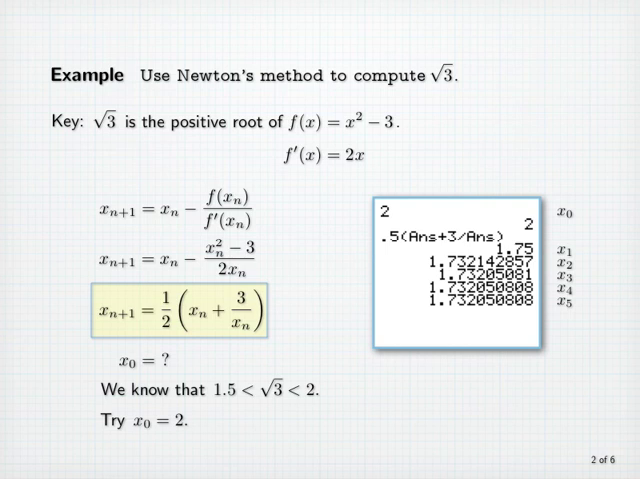We now notice that x4 and x5 are the same. That is, these are approximations to the square root of 3 that agree to all of the digits shown. So as far as our calculator is concerned, we have now calculated the square root of 3. Now let's check by squaring the result, and we obtain 3 as we should.